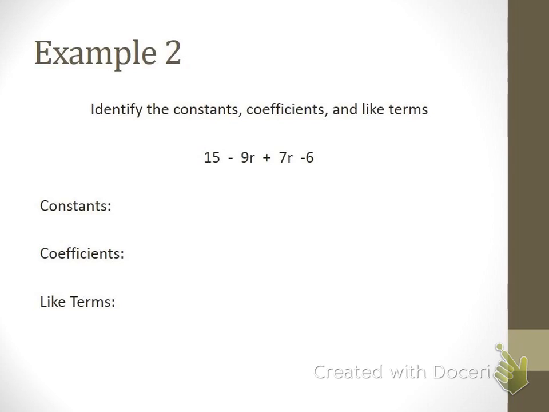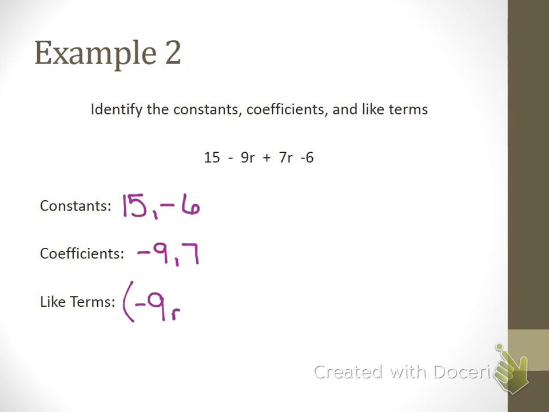Okay, what are my constants? Negative 6 and 15. My number that stands alone. Now, I said 15 and negative 6. Is that the same thing? Yes, of course, as long as your signs are right. What about my coefficients? Negative 7 and 7R? Not the R. Only the number part. Negative 9 and 7. Don't forget your sign.